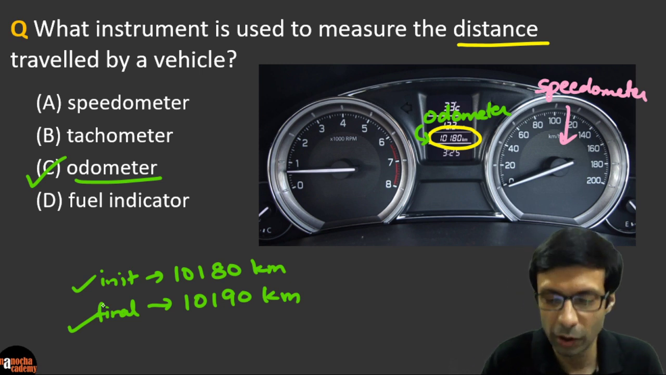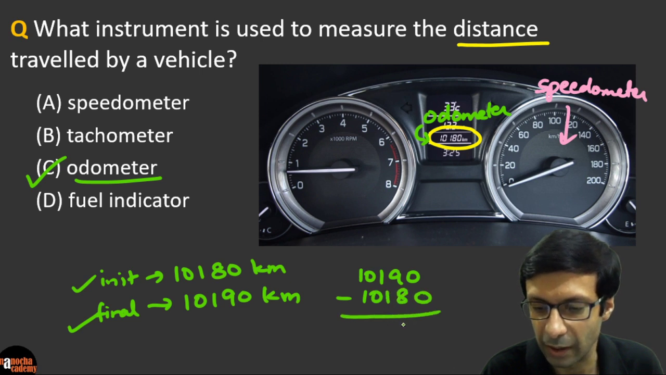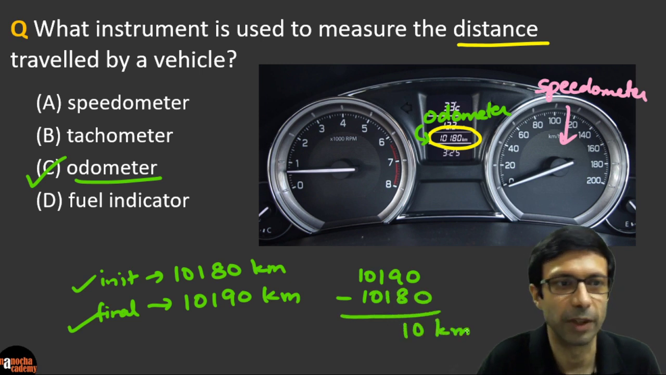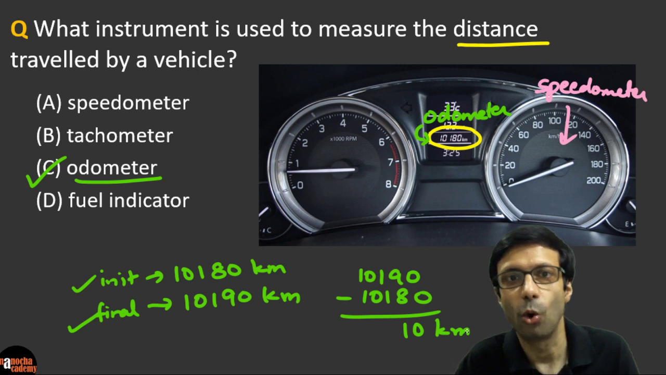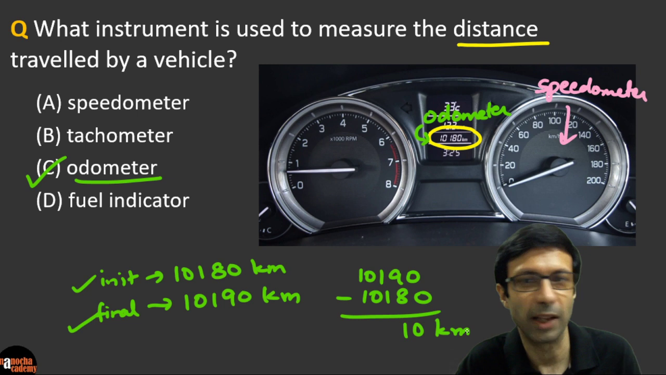So what do you think? Very good. The correct answer is you just have to subtract the two readings, right? So we just do this reading, the final minus the initial reading, and there you can see it's 10 kilometers. So you just subtract the odometer readings and that's going to give us the distance traveled by the vehicle.